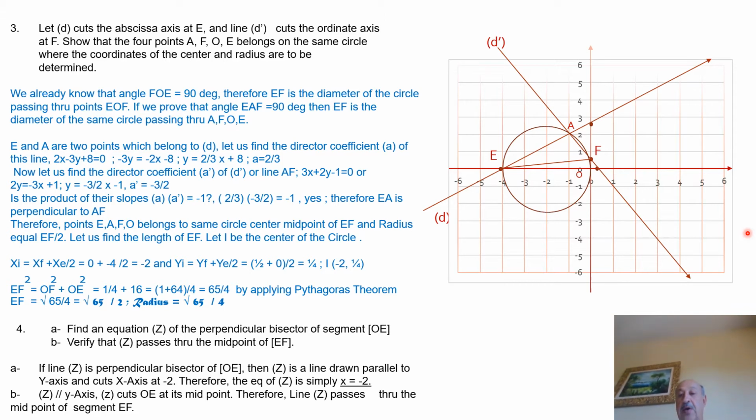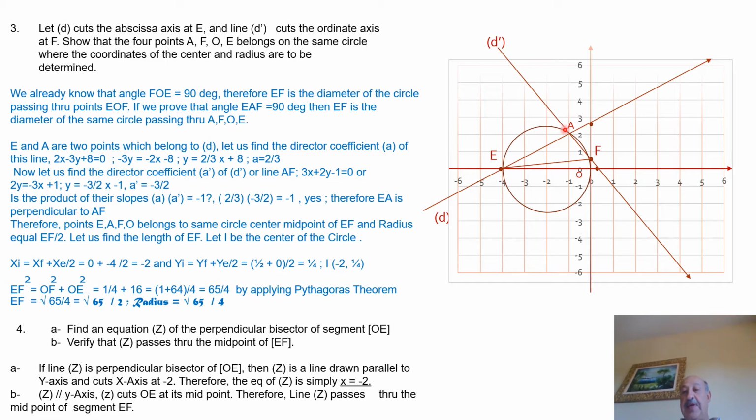Okay. Good. How do we determine this angle is 90 degrees? It means that EAF is a triangle inscribed in a semicircle of diameter EF, and triangle EOF is another triangle inscribed in a semicircle of diameter EF.